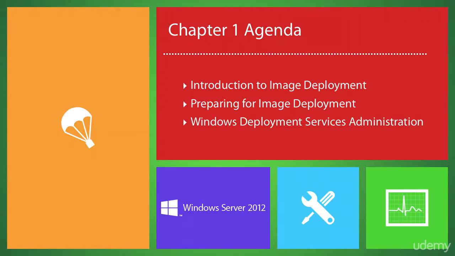Now, WDS is a server role in Windows Server 2012 that provides a foundational component on which the imaging infrastructure is built. Now, we'll look at the installation of WDS as well as the management of images and the deployment process.